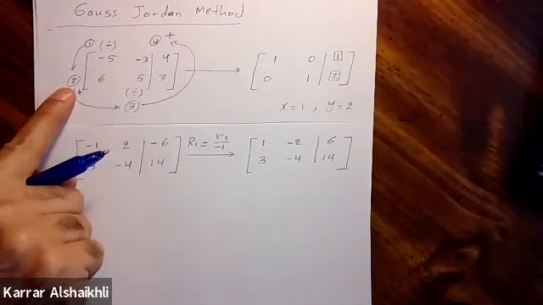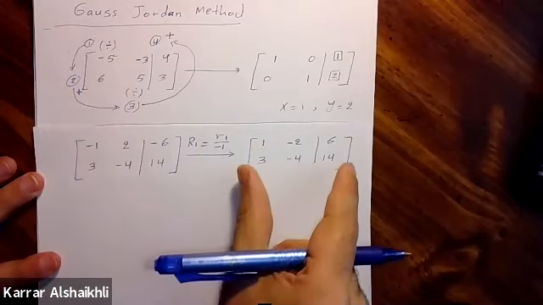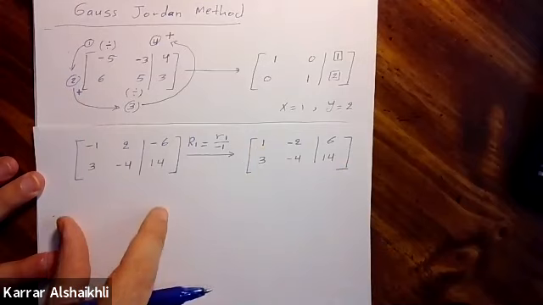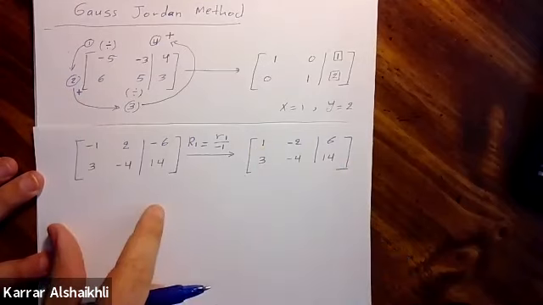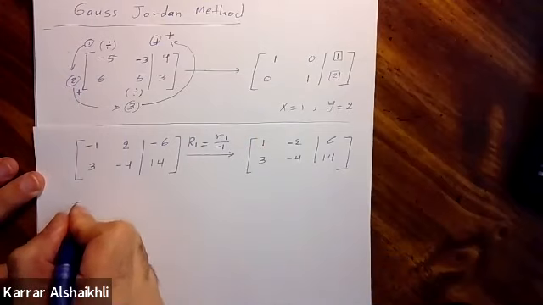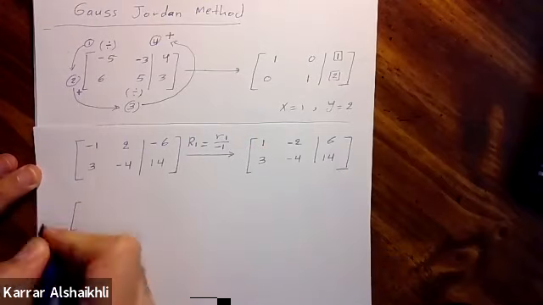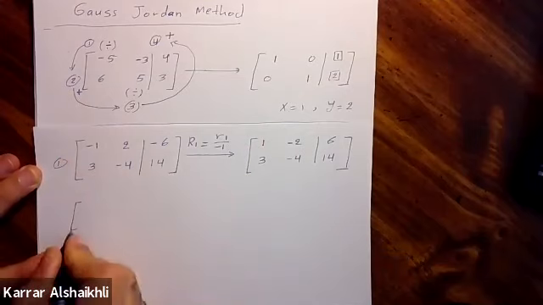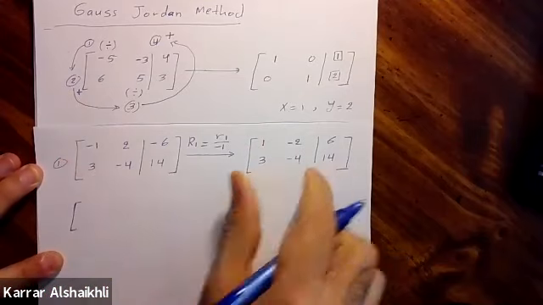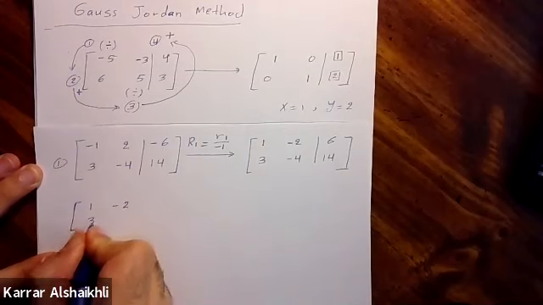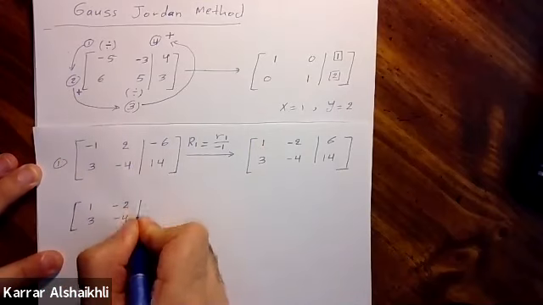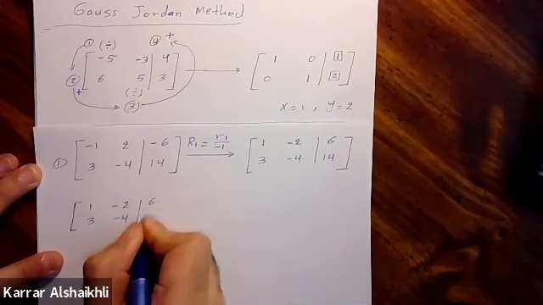Step 2, add. I'm going to write down this matrix again here, so I'm not going to make any mistakes. This is step 1. Step 2, write down this matrix here, which is 1, -2, 3, -4, 6, 14.